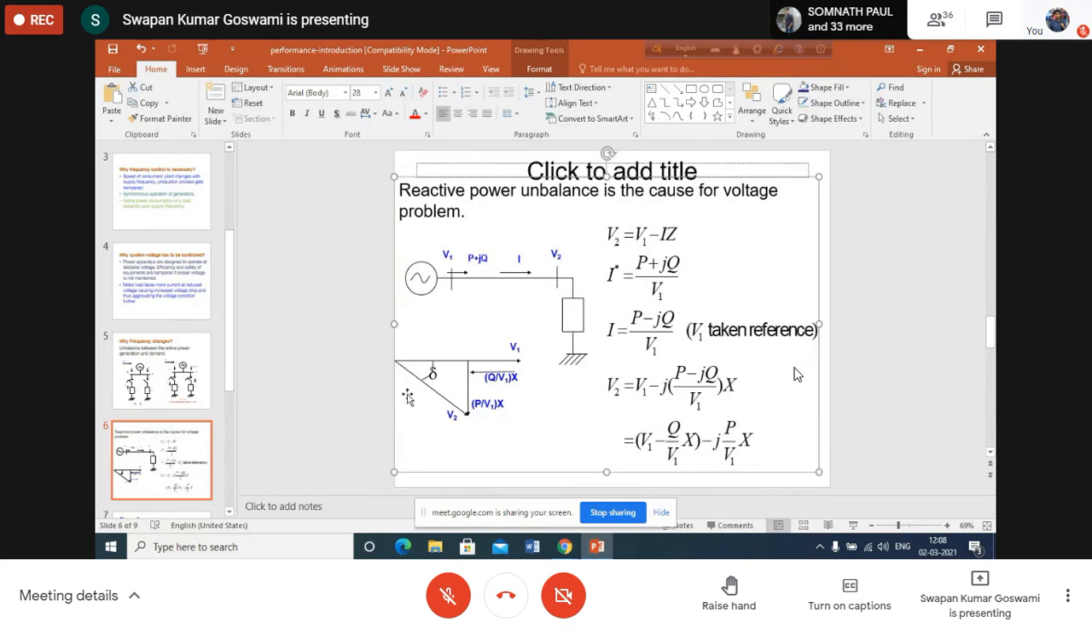Okay, so at the high voltage part, you see that if the active power is changed, then the phase angle of the voltage is changed, and if reactive power is changed, mainly the voltage magnitude is changed.